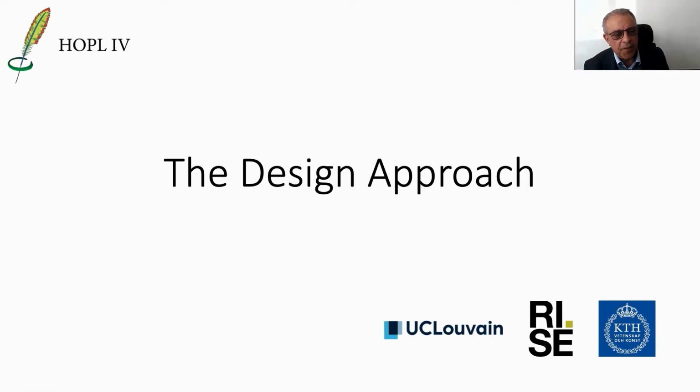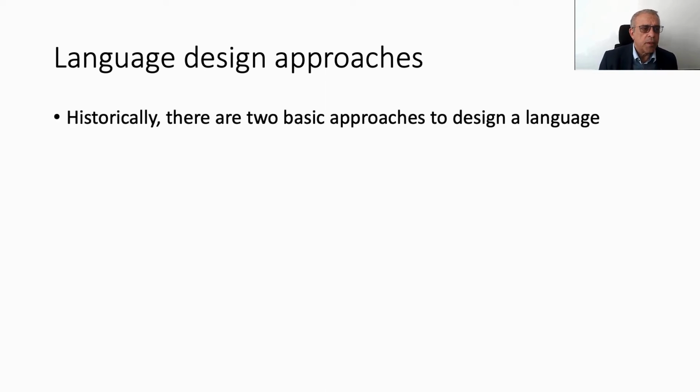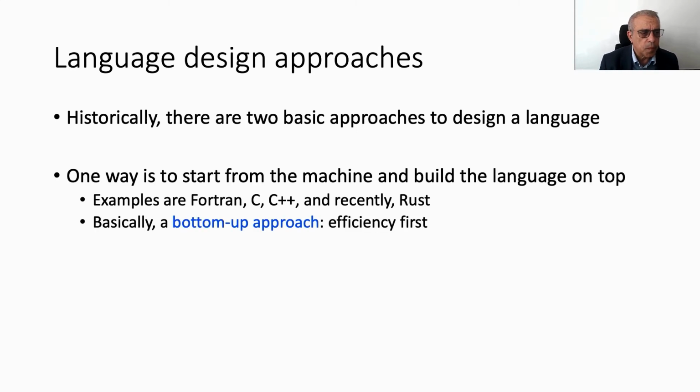We will describe now briefly the design approach that we have taken in the Oz project. If we look at language design approaches, there are two basic approaches to design a language. One way is to start from the machine and build a language on top. This is a bottom-up approach. Examples are Fortran, C, C++, and recently Rust. This is basically a bottom-up approach which takes efficiency as a first important factor that you want to achieve, and the other is to be able to control the resources of your machine.